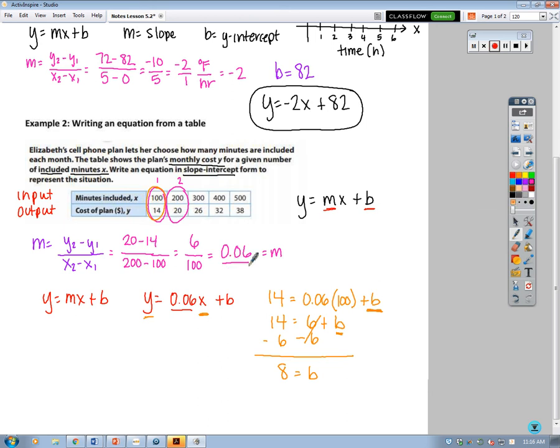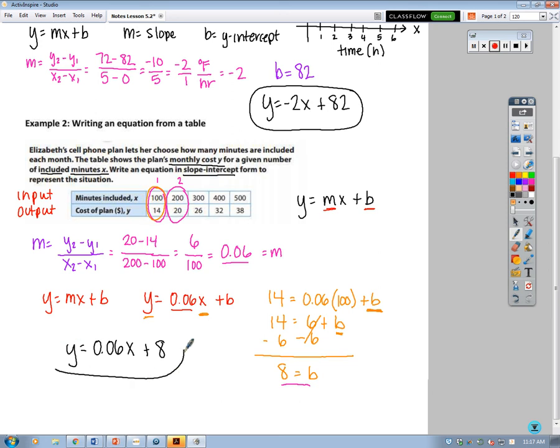So now I've got both my m and my b value, and I can plug these into my equation. So I've got y equals 0.06 or 6 cents, in this case because we're talking about money, x plus 8. So what does this equation mean in the context of this situation? Well, her cell phone lets her choose how many minutes are included each month. So that would be x, right? So she gets to choose x, and it costs her 6 cents per minute plus $8, right? So that could be like, okay, no matter what, you have a monthly fee of $8. And so that's going to give her total cost of the plan.